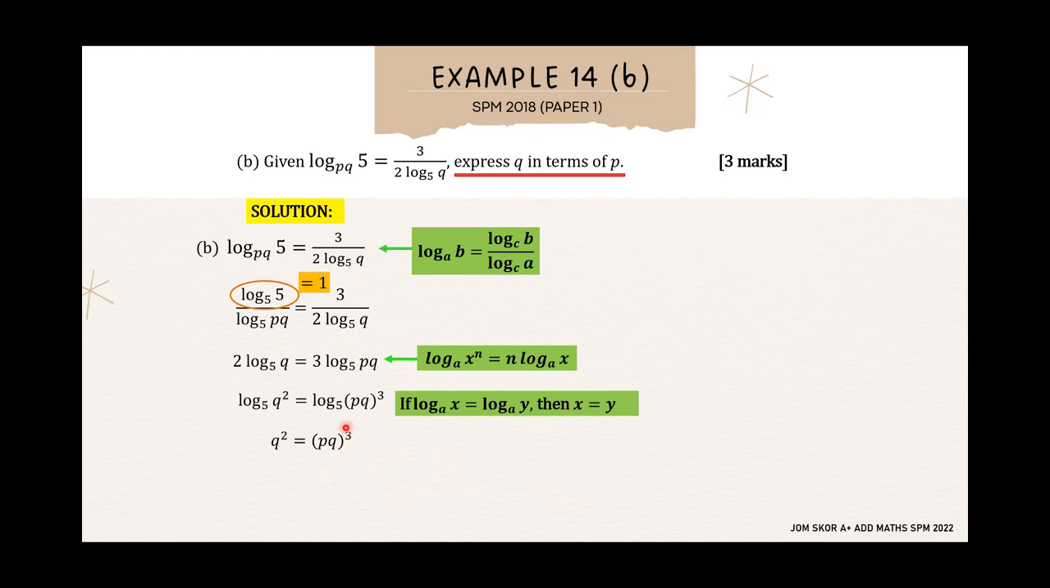Right, sekarang macam mana teacher nak expand PQ cube itu? Okay, teacher akan dapat Q square is equal to P cube Q cube. Okay, kita nak expand maksudnya setiap term dalam bracket ni perlu dikuasakan dengan 3. P kuasa 3, Q kuasa 3. Okay, tengok balik soalan dia nak apa? Kita nak express Q in terms of P. Jadi kita nak Q menjadi subjek. Apa saja yang berada di Q ni kita akan kumpulkan satu tempat. Okay, Q square over Q cube is equal to P cube.